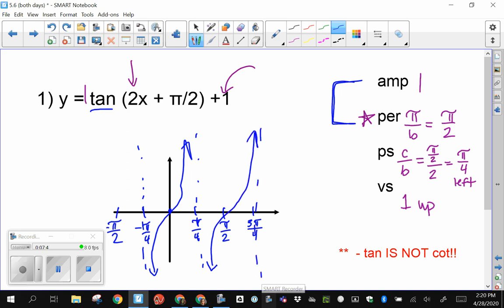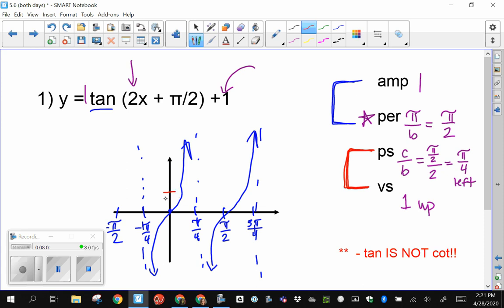Between those asymptotes. My waves are not perfect. That's okay. I'm doing my best with this pen. Lastly, I'm going to do any translating. I'm going to take care of a phase shift, left pi over 4 units, and also up 1.